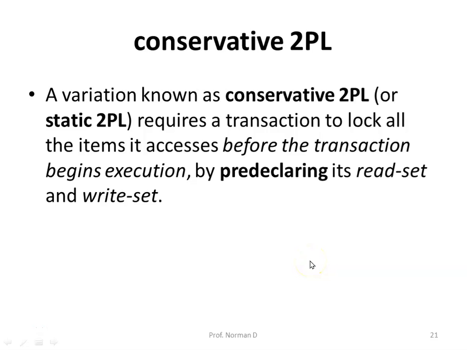Now there are different types of two-phase locking mechanisms. The first one is called the conservative two-phase locking mechanism, also called static 2PL. PL stands for phase locking. Now in this two-phase locking mechanism, it requires a transaction to lock all the items before the transaction begins its execution. So basically it has to pre-declare its read set and write set. That is why the name static 2PL.